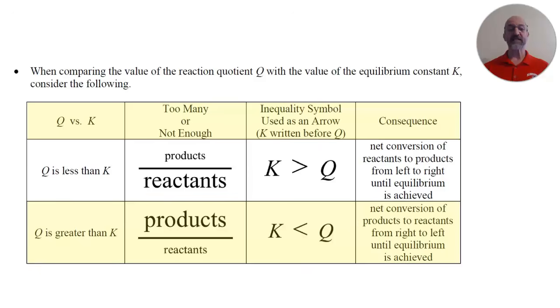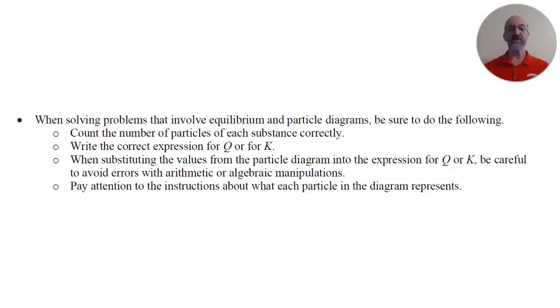All right, my next piece of advice for you is that when solving problems that involve equilibrium and particle diagrams, be sure to do the following. Count the number of particles of each substance correctly. Write the correct expression for the reaction quotient Q or the equilibrium constant K. When substituting the values from the particle diagram into the expression for Q or K, be careful to avoid errors with arithmetic or algebraic manipulations. And pay attention to the instructions about what each particle in the diagram represents.